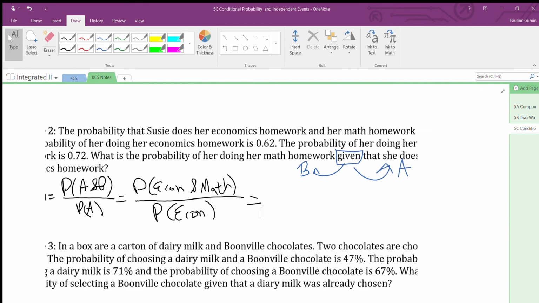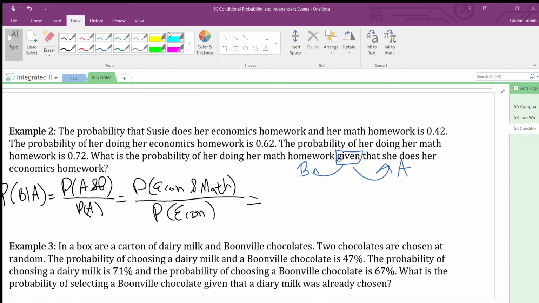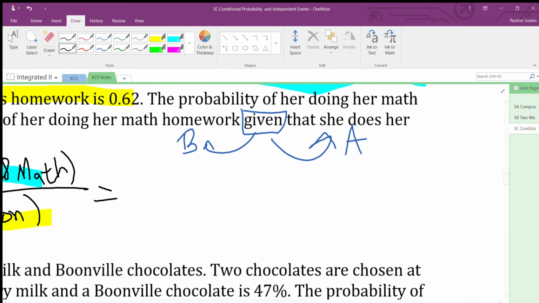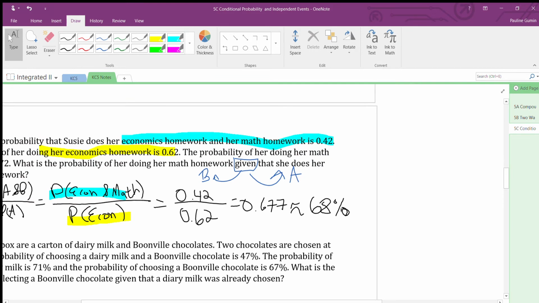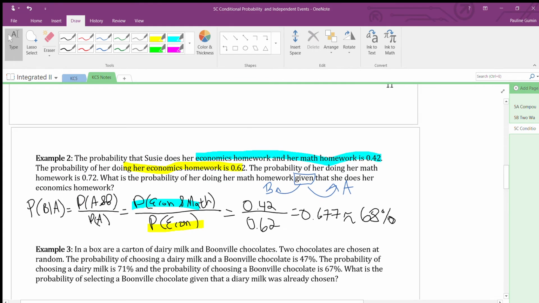Let's see what numbers we're going to be using. The probability of economics and math, here is that sentence. And then the probability of just economics is right here. So we did not have to use that 0.72 at all. Let's plug in those values. On top we got 0.42, on the bottom 0.62. When I divide, I get about 0.677, and I rounded it to 68%. I hope those two examples were helpful in setting up these problems. This is as hard as they'll get.